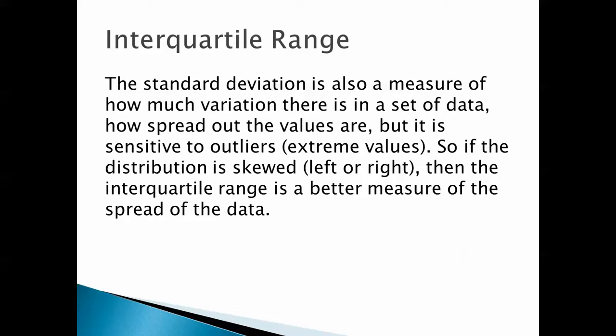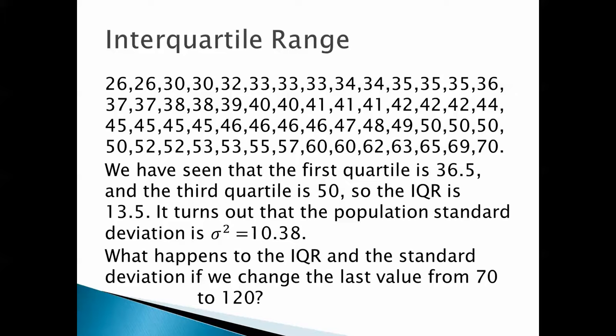The standard deviation is also a measure of how much variation there is in a set of data, how spread out the values are. But it is sensitive to outliers, extreme values. So if the distribution is skewed left or right, then the interquartile range is a better measure of the spread of the data, how much variation there is in the data. Let me show you an example.